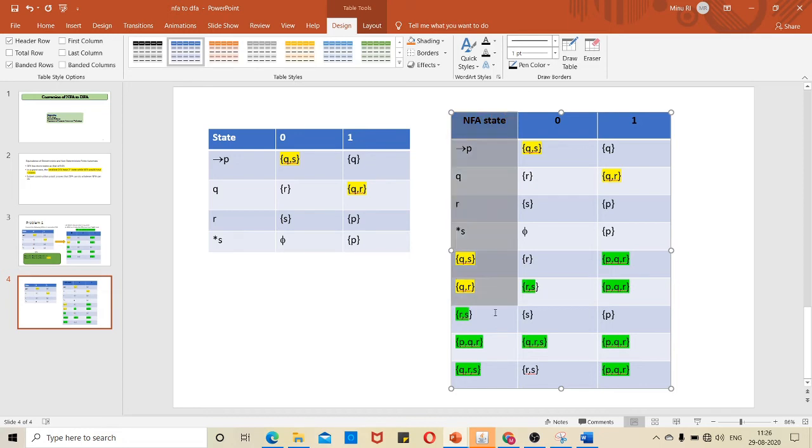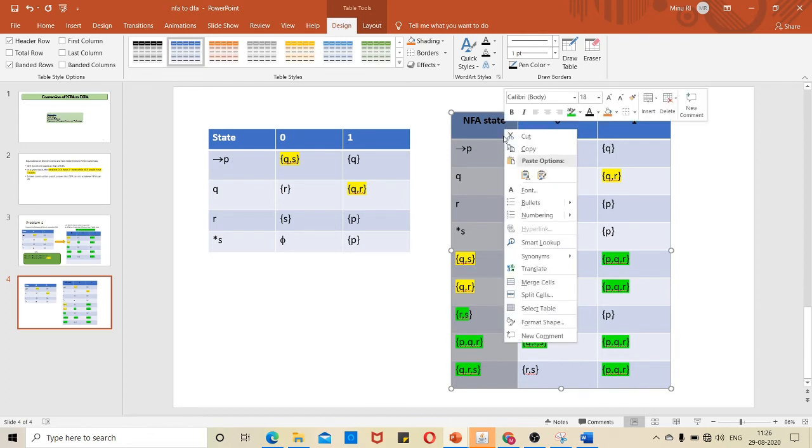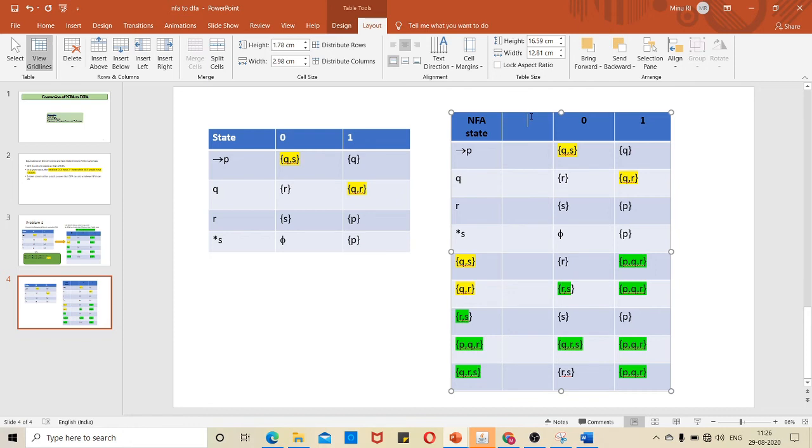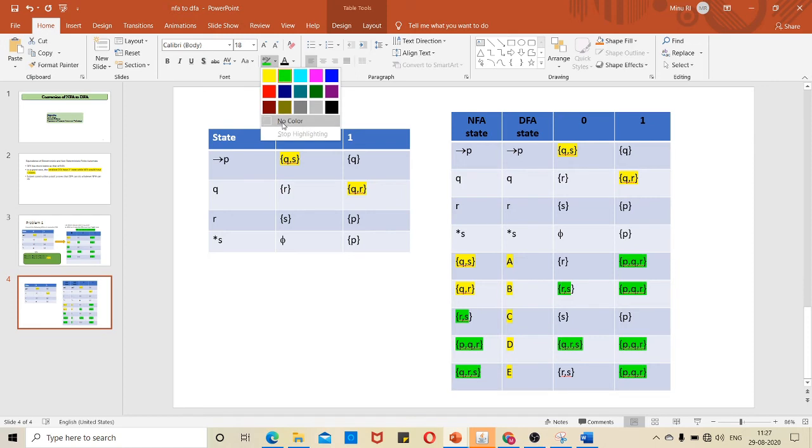What I can do is that for simplicity we can make a column here. I'll call it DFA state, and PQRS, let it be the same, because that is a single term. Here let me make it as A, B, C, D and E. I don't know why this coloring is all coming, so let me take everything out, no colors.